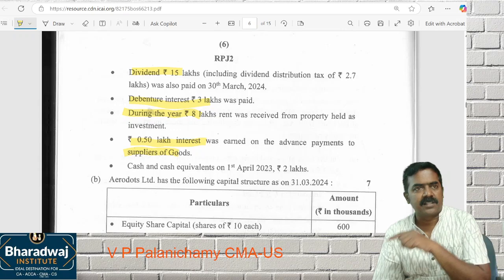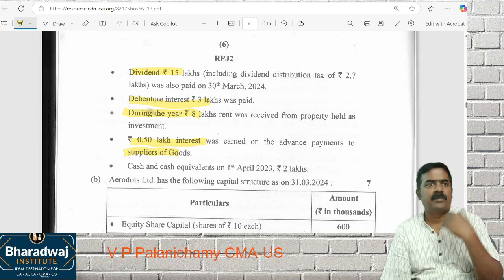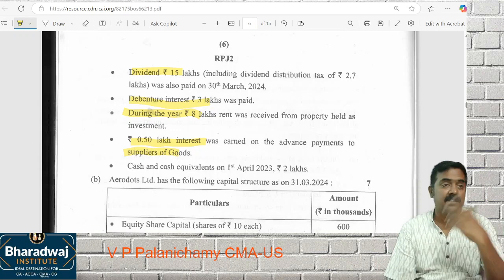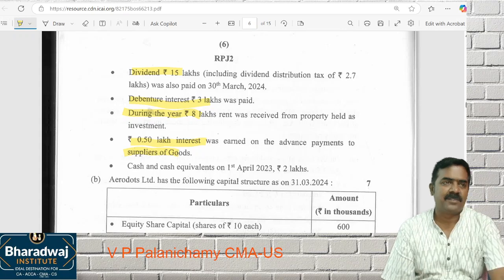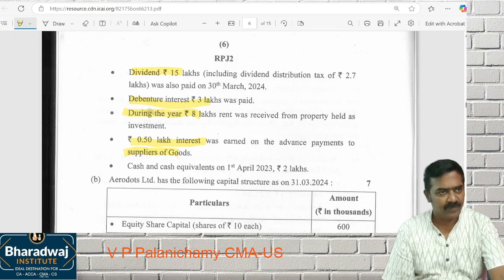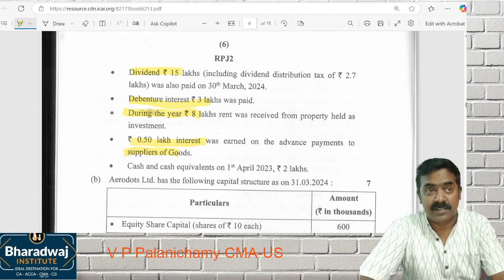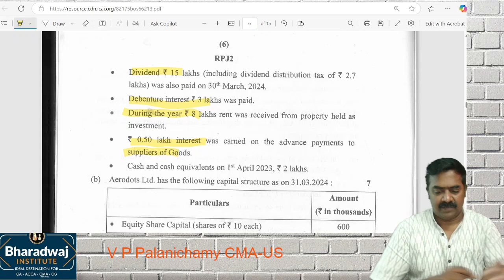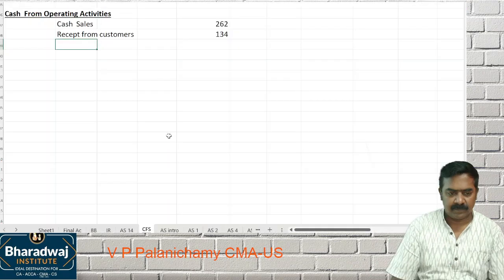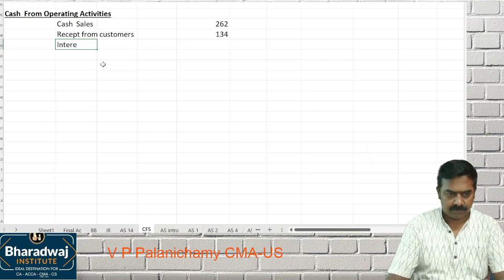Is it interest on investment earned, or interest on the money that is advanced to the customer, that is suppliers? If you pay advance money, you earn interest on the operating activity. So that will also be considered. How much will come? Is it sales that will come?